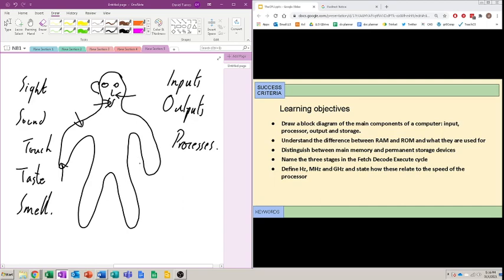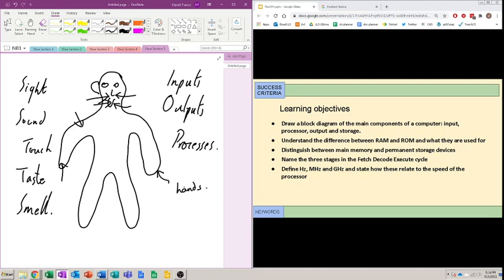So these are all our different inputs. What kind of outputs can we do? Well, we can talk, so we can use our mouth to talk. We could sneeze, potentially, and we can move our hands to perform various actions. There are loads of different kinds of outputs that a human could do.